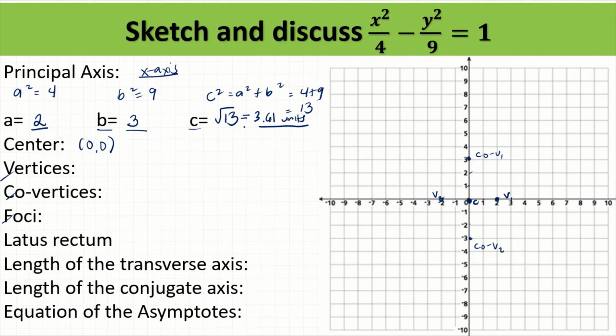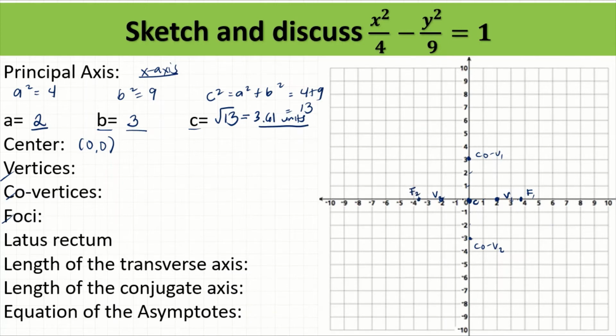Next, for the foci, we are going to use the value of c, which is 3.61 units. And dapat yun ay kahilera ng ating vertices na nasa principal axis. So, we have to count 3.61. 1, 2, 3, and 0.61. Okay, this is the F sub 1. And 1, 2, 3, and 0.61, that is the F sub 2.